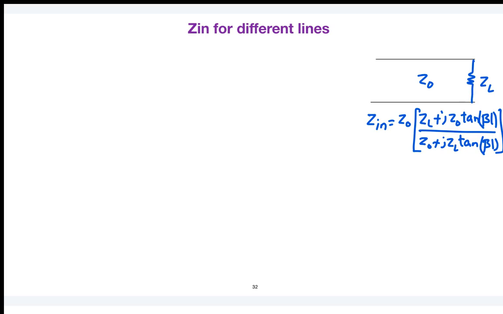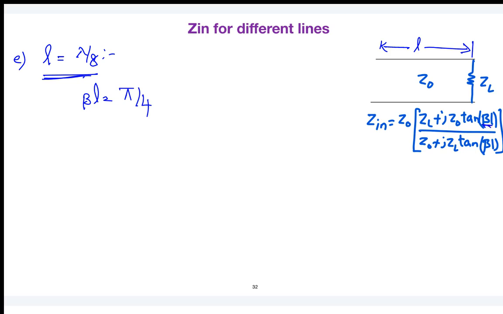Next, last case. This is not so important, but just for the practice you can do it. Consider the length of the transmission line is lambda by 8. So proceed further. Tell me what is the value of beta L in this case? Pi by 4. So when beta L is pi by 4, tan pi by 4 is going to become 1. Then you substitute: Z in is equal to Z0 into (ZL plus jZ0 tan pi by 4), and tan pi by 4 is 1. So Z in equals Z0 into (ZL plus jZ0) by (Z0 plus jZL).